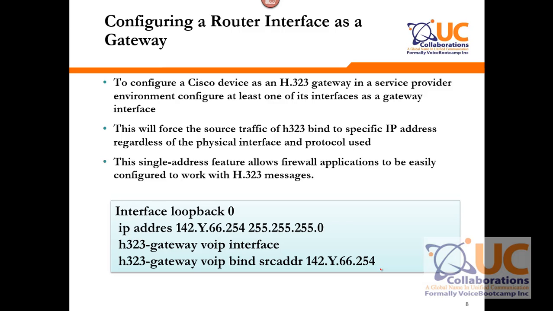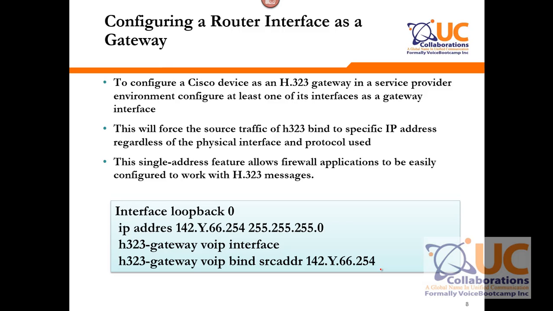A single address feature allows the firewall application to be easily configured to work with H323 messages. Not only that, but also to avoid any asymmetric routing traffic. You want to make sure that the source traffic of an H323 always remains the same from a call manager perspective, because in call manager we point the gateway to the IP address of the gateway, and if the source address of the IP address changes, then call manager will reject that call.